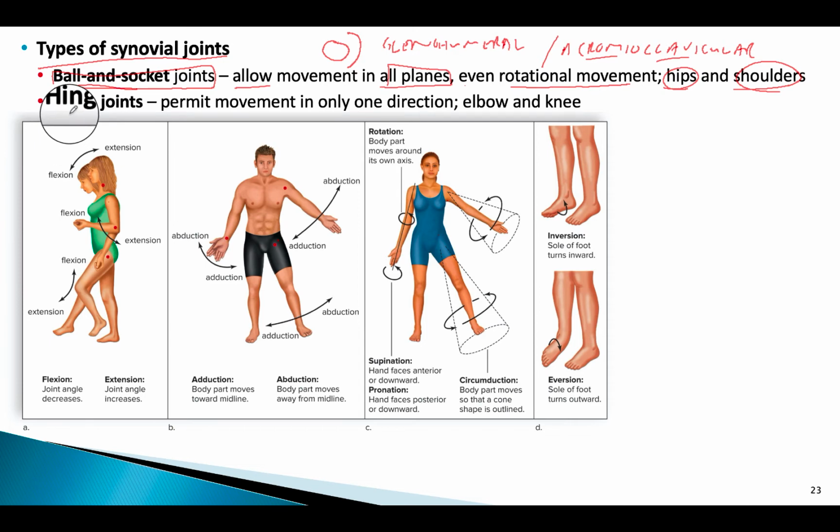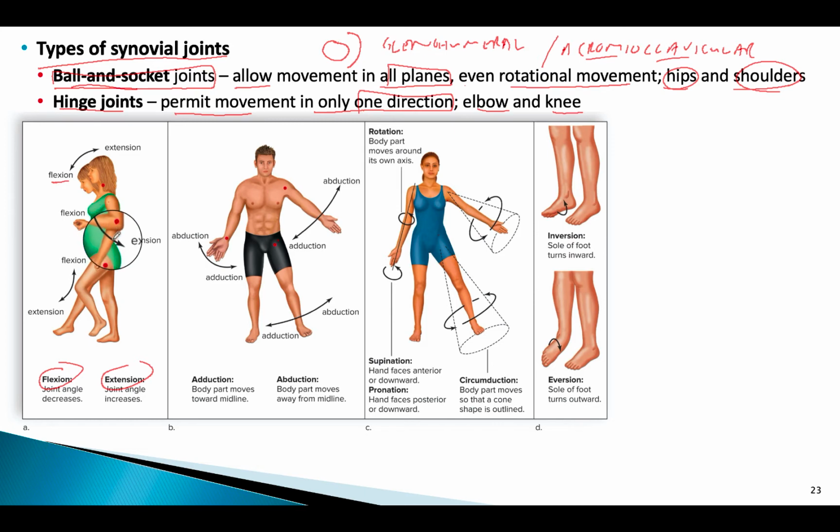The next example here is a hinge joint. This is going to permit movement in only one direction, like the elbow and the knee. I always like to associate the hinge joint with a door hinge, right? When you are opening the door, it will only open to a certain degree, and that is what's happening here with our elbow joint. Here are now examples of the different movements. You have flexion and extension shown over here. When you're bowing, that is your flexion.